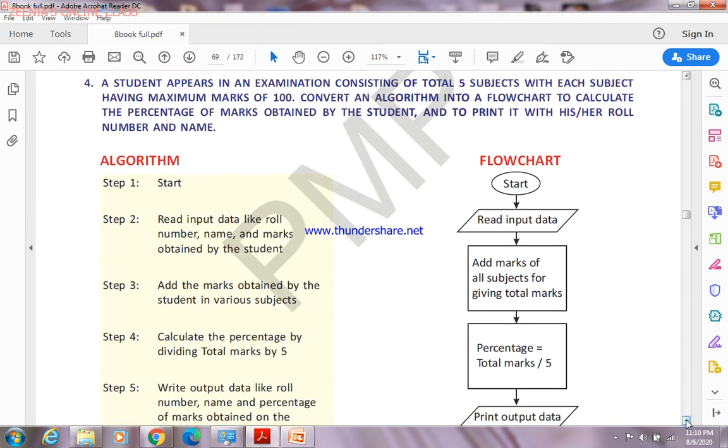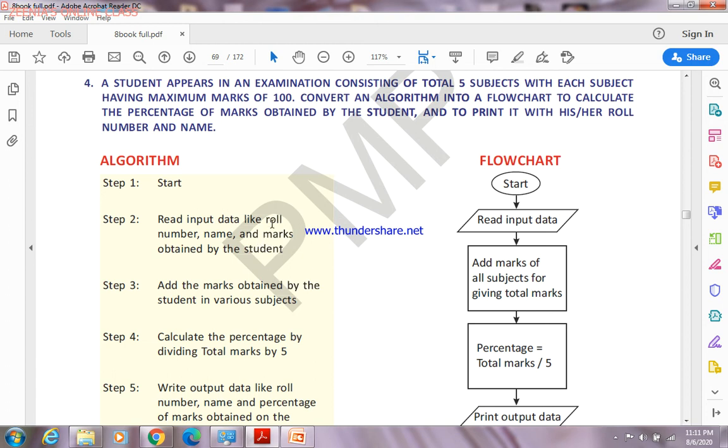It is telling you a big program. So this example is about a student appearing in an examination consisting of 5 subjects, with each subject having maximum marks, that is 100. So we will write the algorithm first, and then after it we will convert it into a flowchart and see how it is telling you. It is on page number 69. So you will start the program and then you will take the input, that is data of the student. We will take the roll number, name of the student, and marks obtained in each subject.